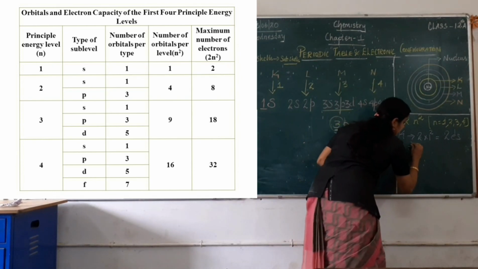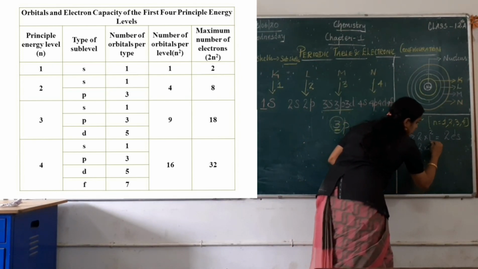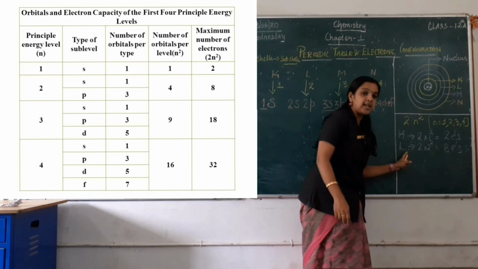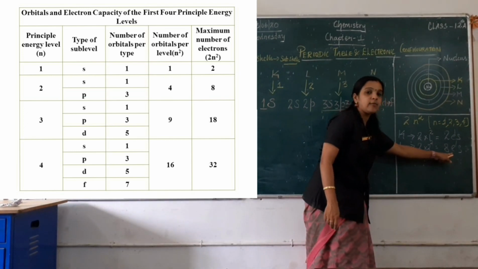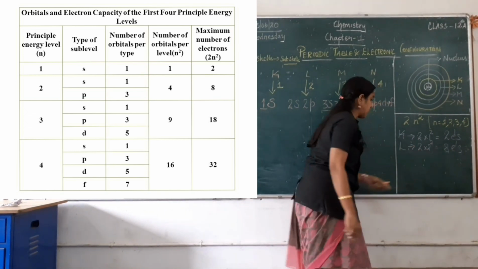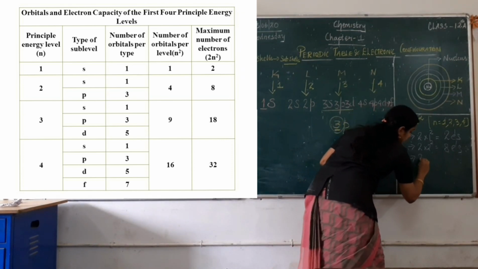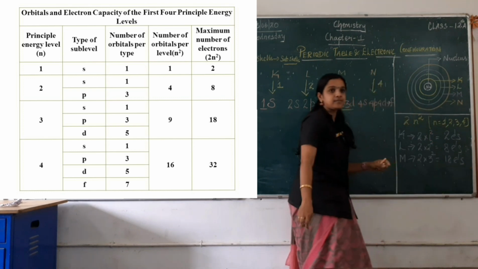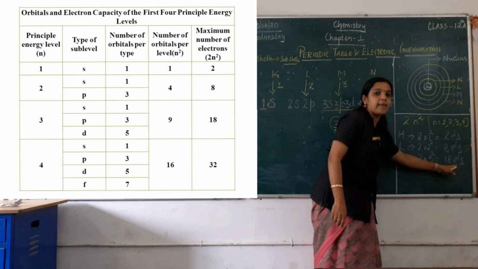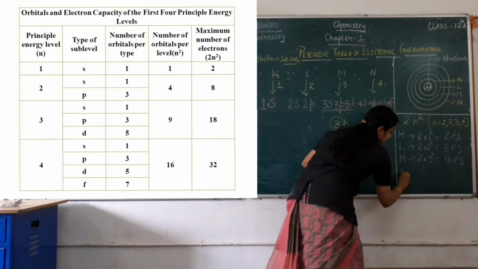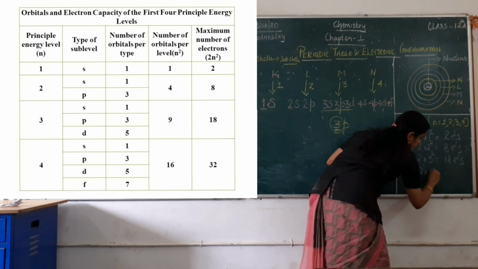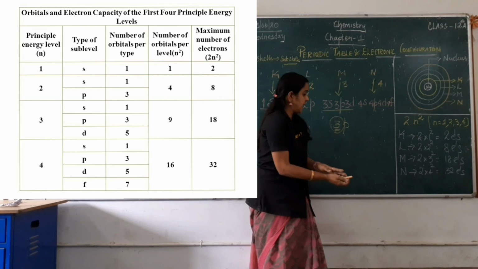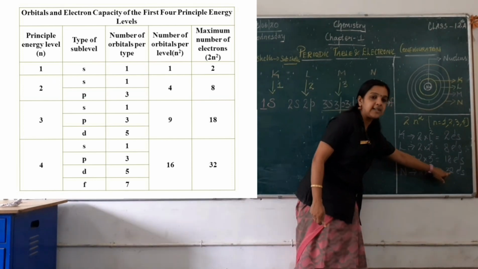Now if I am going to take L shell, it will be 2 into 2 square, which is again 8 electrons. So now L shell, my second energy level, will have only 8 electrons to the maximum. Now when I am going to take my third shell, it is 2 into 3 square, which is 18 electrons. So my third shell can take to the maximum of 18 electrons. And when I take N, it is 2 into 4 square, which is 32 electrons. So my N shell can take to the maximum of 32 electrons.